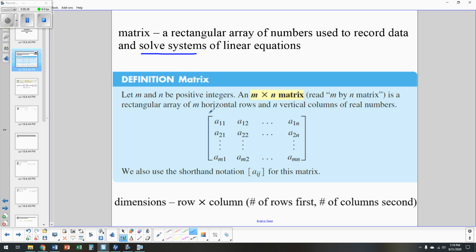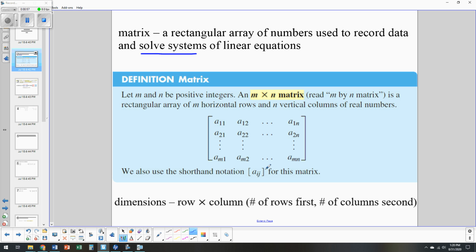So matrices are usually drawn with these square brackets around them. And like it said, it's an array of numbers. So there are rows going across of numbers and then columns going up and down. It's read as m by n. The little x means by. So the first number they give is the number of rows, and the second number they give is the number of columns. So the dimensions are row by column.